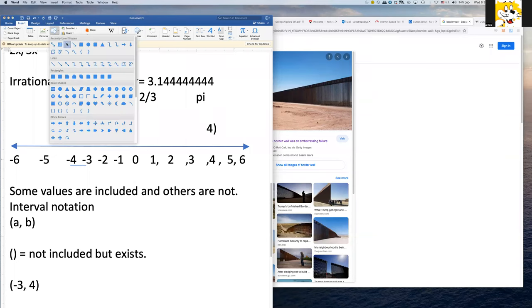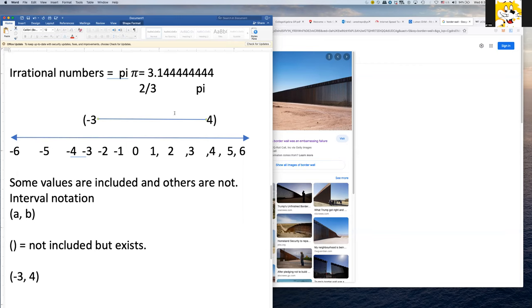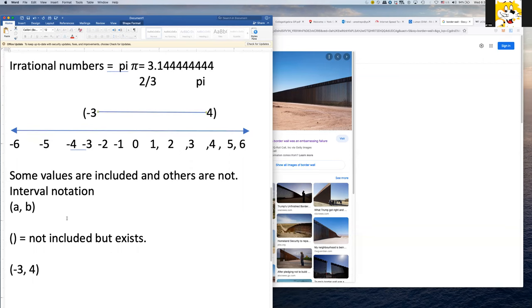And I am going to connect these values like that. However, -3 and 4 are not part of the solution. -2, -1, 0, 1, 2, 3 are part of the solution, but -3 and 4 are not. Think of it like the wall. It exists, but you cannot touch it. Well, you shouldn't touch it. So this is an example of interval notation expressing values that are not part of the solution to a problem, but have values in between them that will solve the problem.